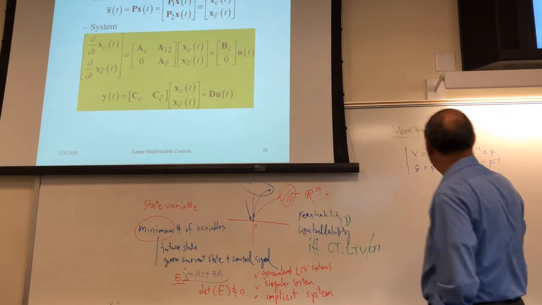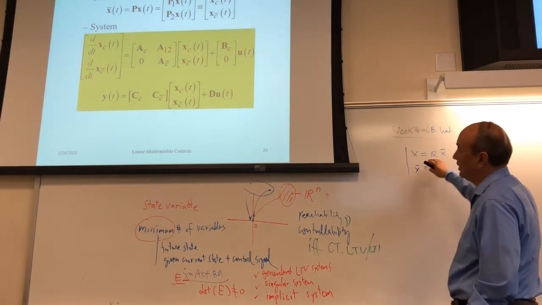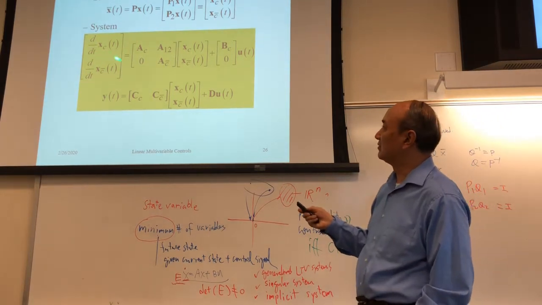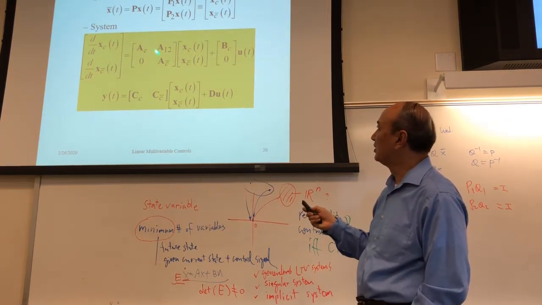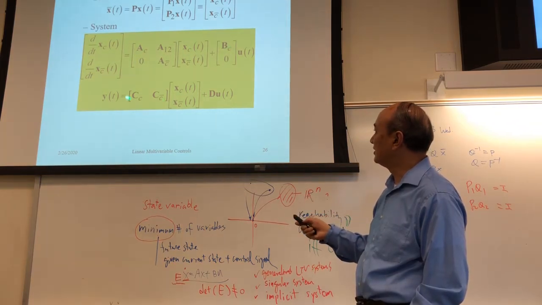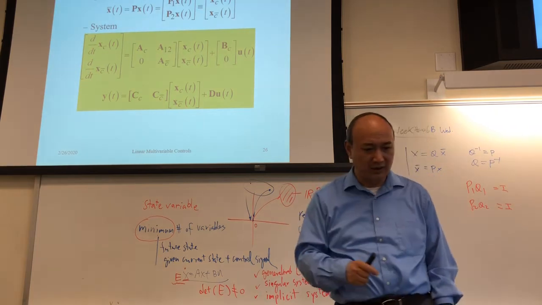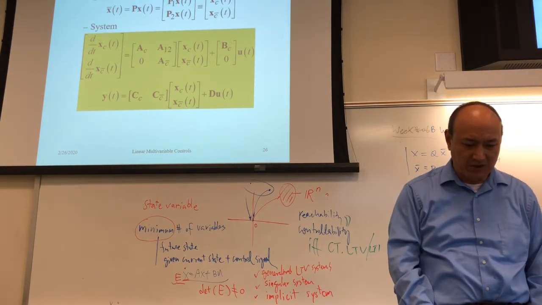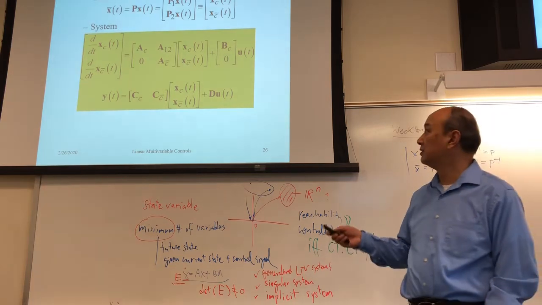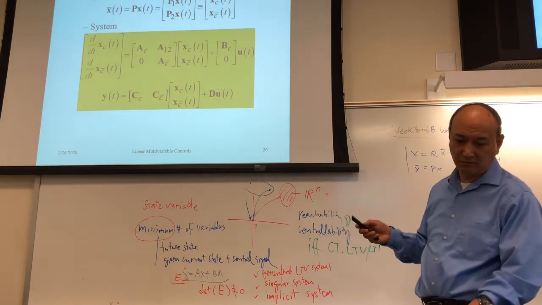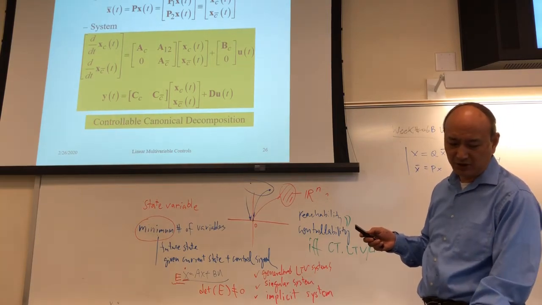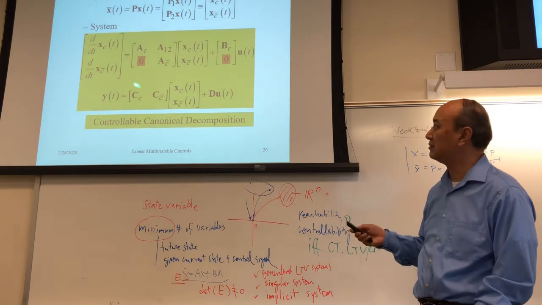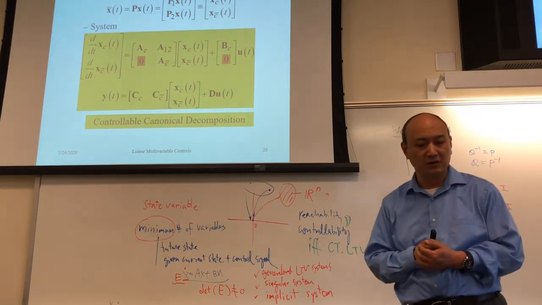By doing the partition, doing the transformation, we can make a partition of the transformed state in two parts, XC and XC bar. So AC bar here, and so you have BC and you have CC bar and A12. And all this standard form is called controllable canonical decomposition. And you need to make sure these two things must be 0. This is 0.